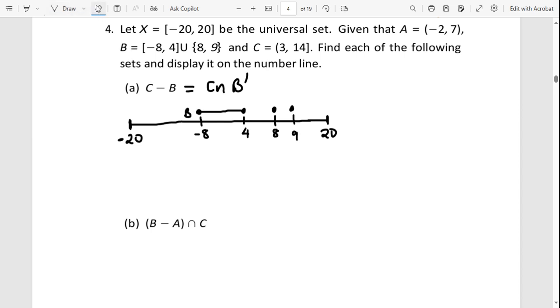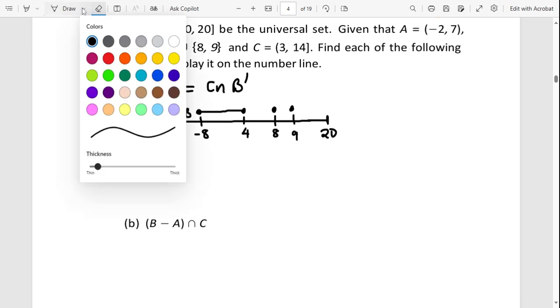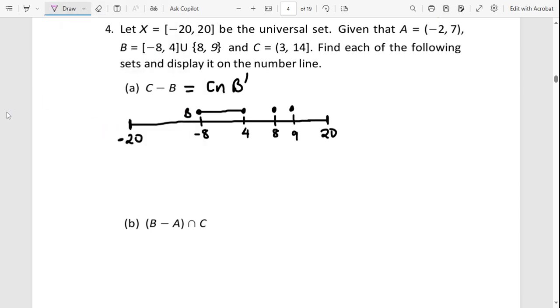The set B complement is going to be everything else except what I've shown here. So where there is a closed circle, I'm going to put an open circle. Remember the universal set, we are including positive 20. We are also including negative 20.